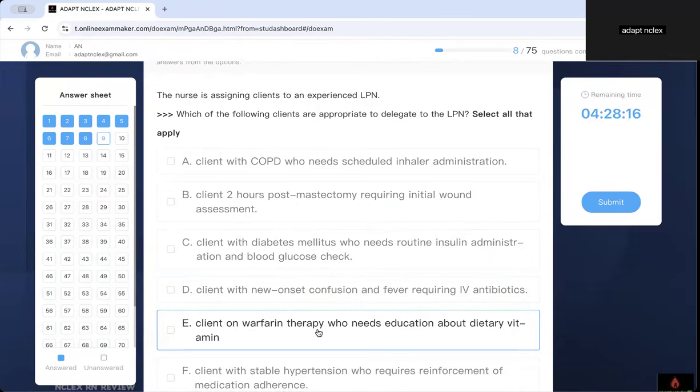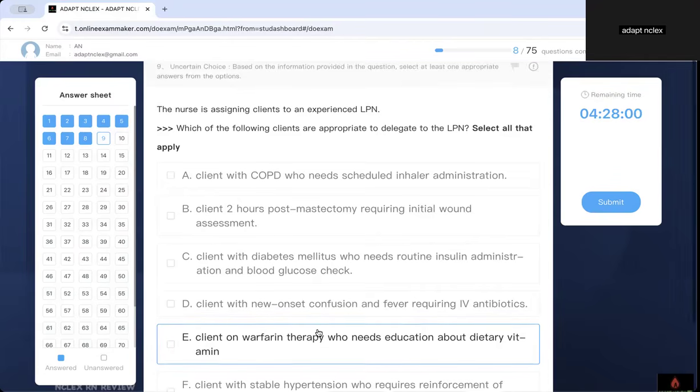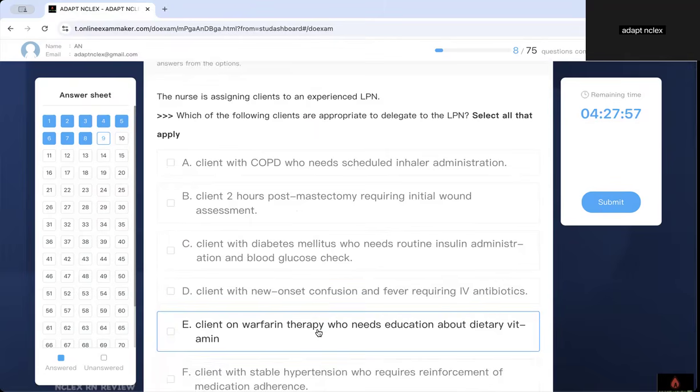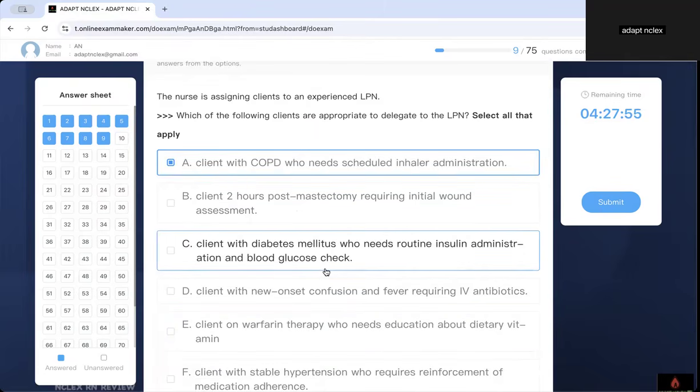LPN, MMR, most medication, right? They can reinforce. They don't provide initial teaching. They're reinforcing the teaching. They can give most medication. They can do stoma care and specialized tests, right? Predictable, right? Client with COPD, he just needs his inhaler. What do you think? You don't want to give it to the LPN? I will give it to him if you don't want to.